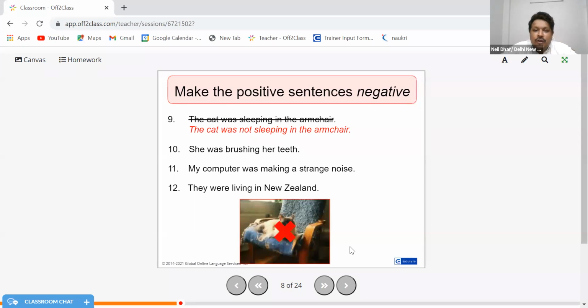Okay. Make positive sentences negative. The cat was sleeping in the armchair. The negative would be the cat was not sleeping in the armchair. She was brushing her teeth.